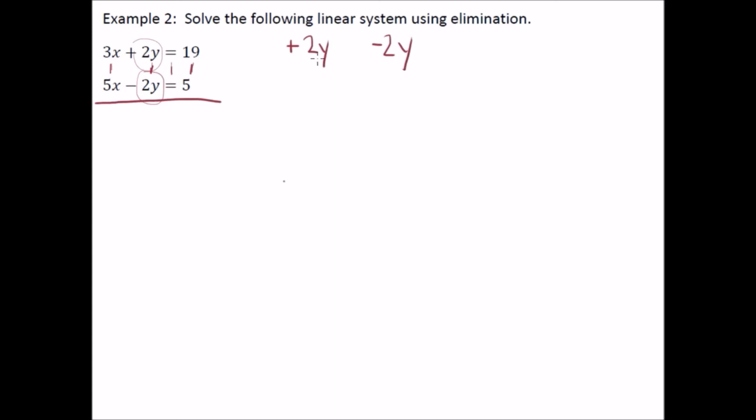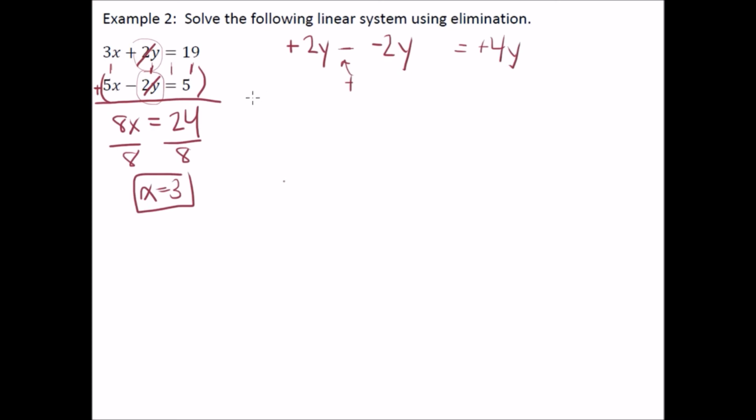In this case, what we want to do is we can't subtract these. If we subtracted them, they would equal positive 4y. So what we have to do is actually add these two equations, which in my opinion is easier. So we have 3x plus 5x, we have 8x. 2 plus negative 2, those just cancel out. Okay, and then 19 plus 5, I get 24. Okay, isolate x, x equals 3. So pretty much 2 steps, and we already have x equals 3.